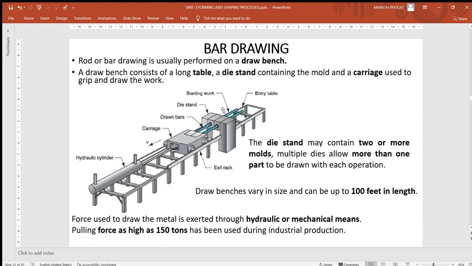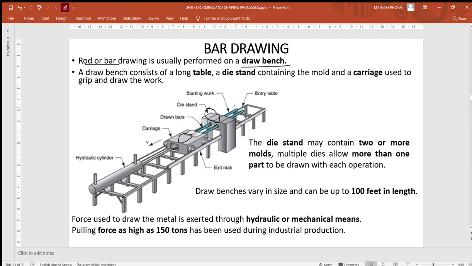So this is the setup of bar drawing. Here you can see a complete bench will be required. For rod or bar drawing, there is a draw bench. This whole setup is called the draw bench. There will be a long table in this draw bench. There will be a die stand. Here you can see the die stand, in which you have the converging dies. There will be a carriage used to grip and draw. This is the carriage. It will grip your workpiece and pull it through these converging dies.